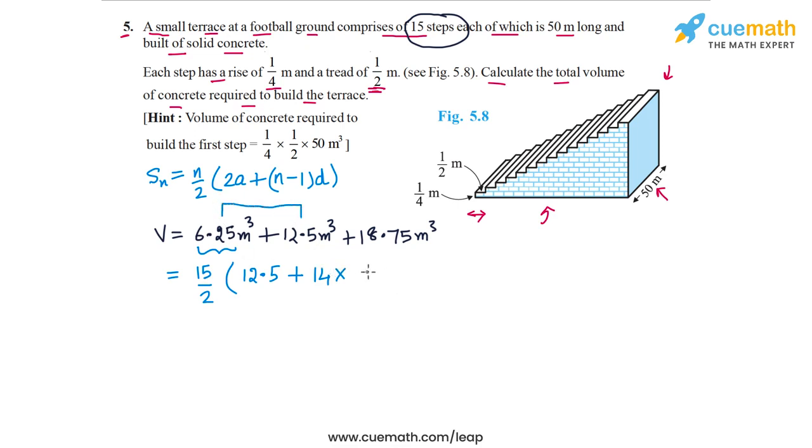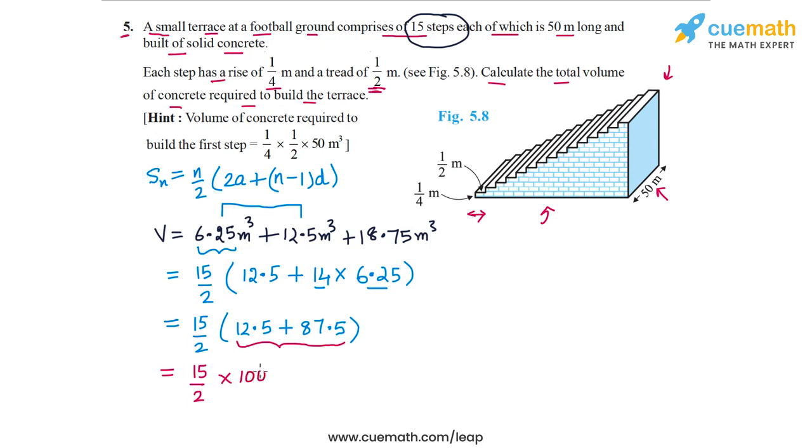which is also 6.25, the difference between any pair of consecutive terms. So we get 15 by 2 into 12.5 plus 14 into 6.25, which is 87.5. Now beautifully, this sum 12.5 plus 87.5 is actually equal to 100. I think the values were chosen so that we get this easy value to calculate with. So we get 15 by 2 into 100, which is equal to 15 into 50, which is equal to 750 meter cube. So the total volume of the structure is 750 meter cube. This means that the total volume of concrete required to build the terrace will be 750 meter cube.